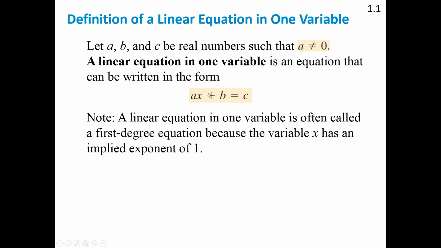Okay, now this variable is linear because we don't see an exponent here. When an exponent doesn't appear, the default is the exponent is 1. That's the accepted standard. So the exponent on x is 1, and if that's the case, this is linear in x.